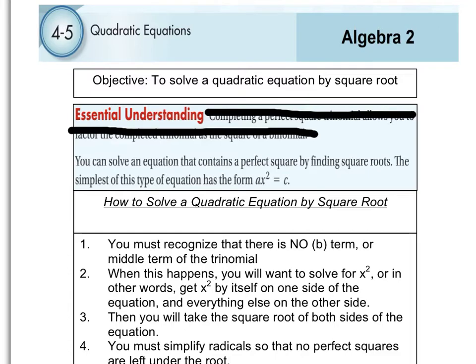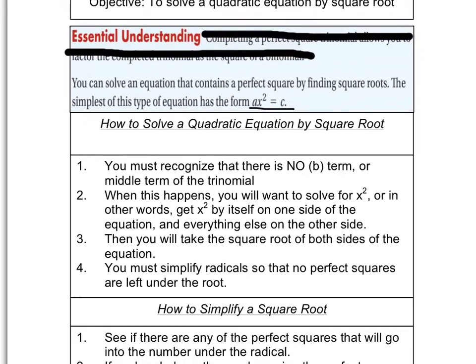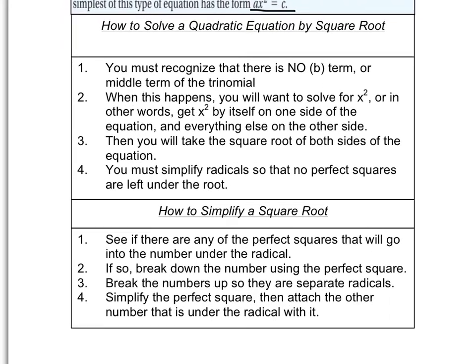you'll notice that something is missing from this equation right here. Okay, you'll notice it doesn't have a b term. Okay, so we can solve a quadratic equation without a b term a little bit easier. Alright, so as we look at this, we figure out how to solve an equation by square root.